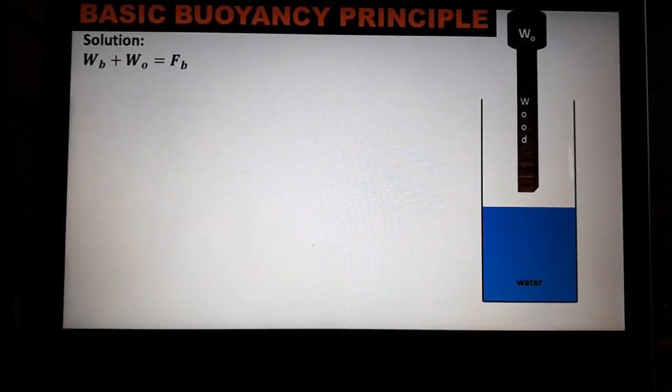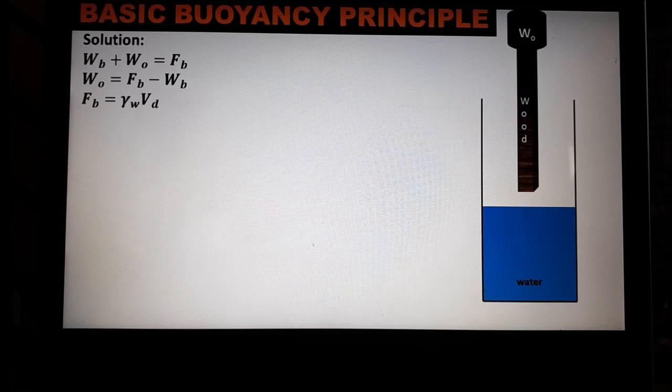For the solution, now we have two forces acting downward, which are the weight of the block and the weight of the object, which should be carried out by the buoyant force, which is upward. So by summation of forces along y-axis, it only means that the weight of the block plus the weight of the object is equals to the buoyant force, while the weight of the object is equals to the buoyant force minus the weight of the block. And the buoyant force is equals to the specific weight of the water times the volume of the water displaced.